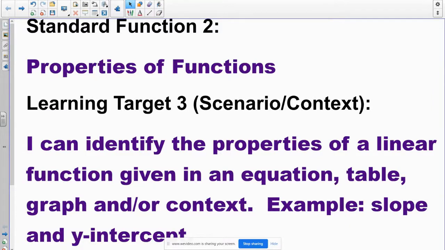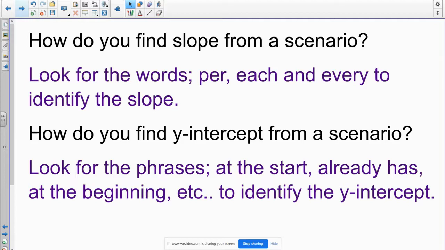Learning target 2, properties of functions. The good news is this is the last type we're going to look at. So we're going to look at scenarios, or you can call them contexts, and we're still going to identify the slope and the y-intercept, but it's just going to be looking at the scenario or context. So a couple things. How do I find that slope if I'm not given any numbers to look at or a graph to look at?